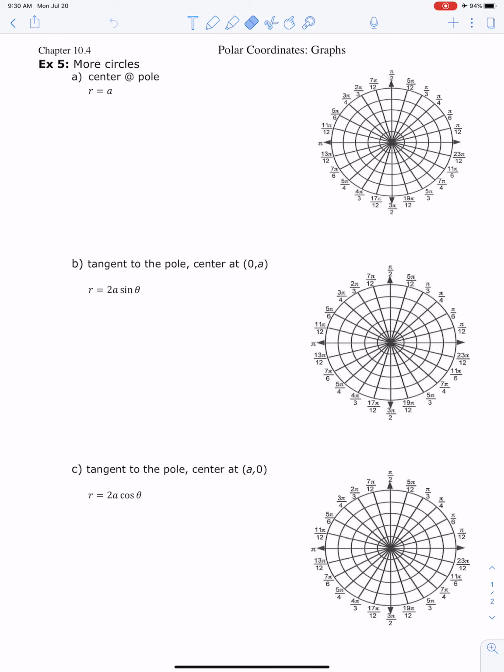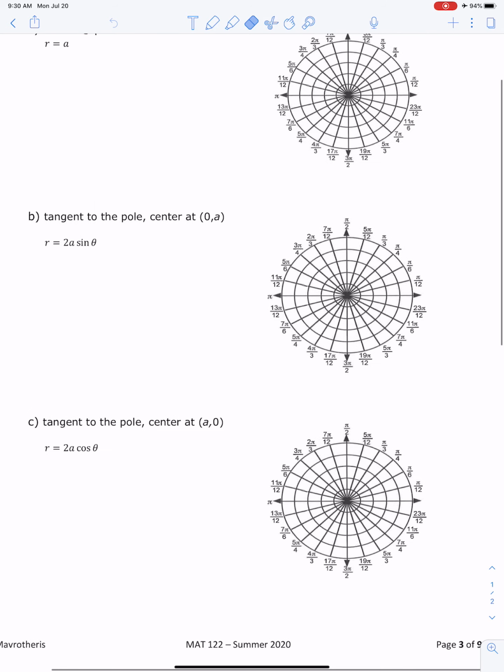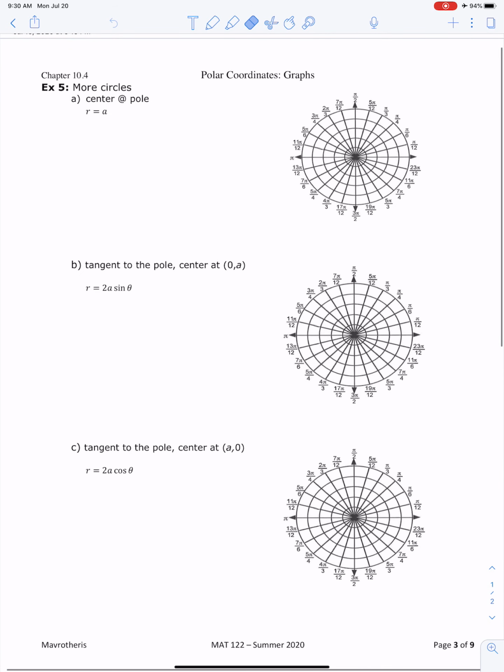10.4 notes, polar coordinates graphs. This is page 3. And we're going to take a look at example 5, circles. And so this page is nothing but circles.